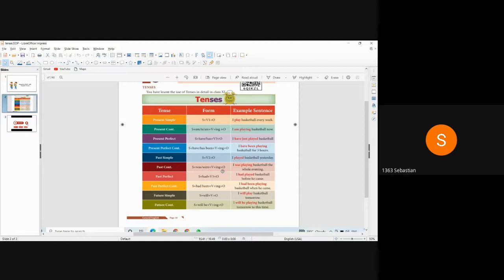So the action started in the past and ended in the past, but it had a certain period, duration. For that we are using past continuous tense to indicate uncompleted action of the past or to indicate the persistent habit of the past. We use past continuous tense.